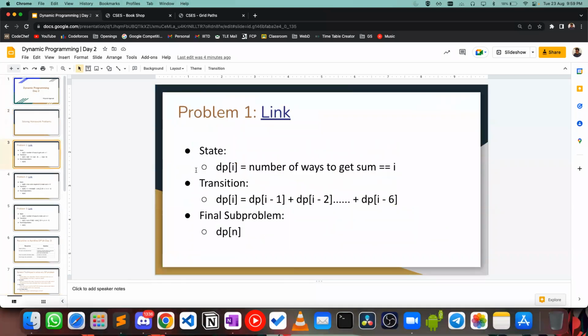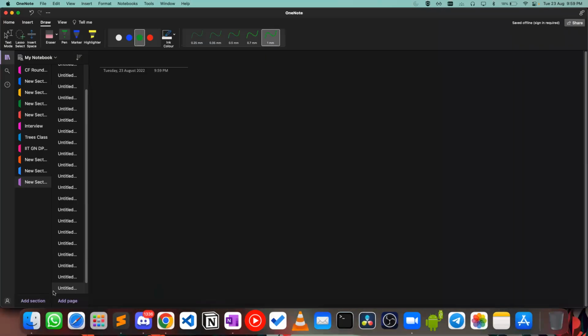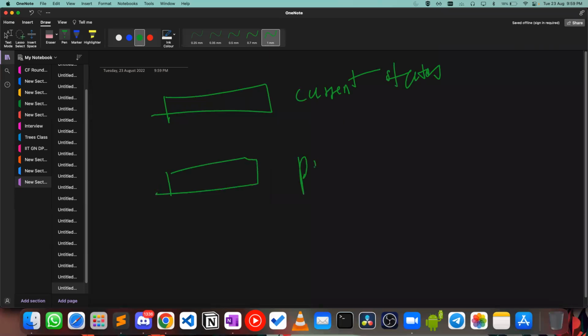DP of this first problem, which was the homework problem. So let me give you a general way to think about space optimization. What you have to do is think of 2 states. Okay. The first is the current state, the current set of states, and the other set is like the previous set of states.